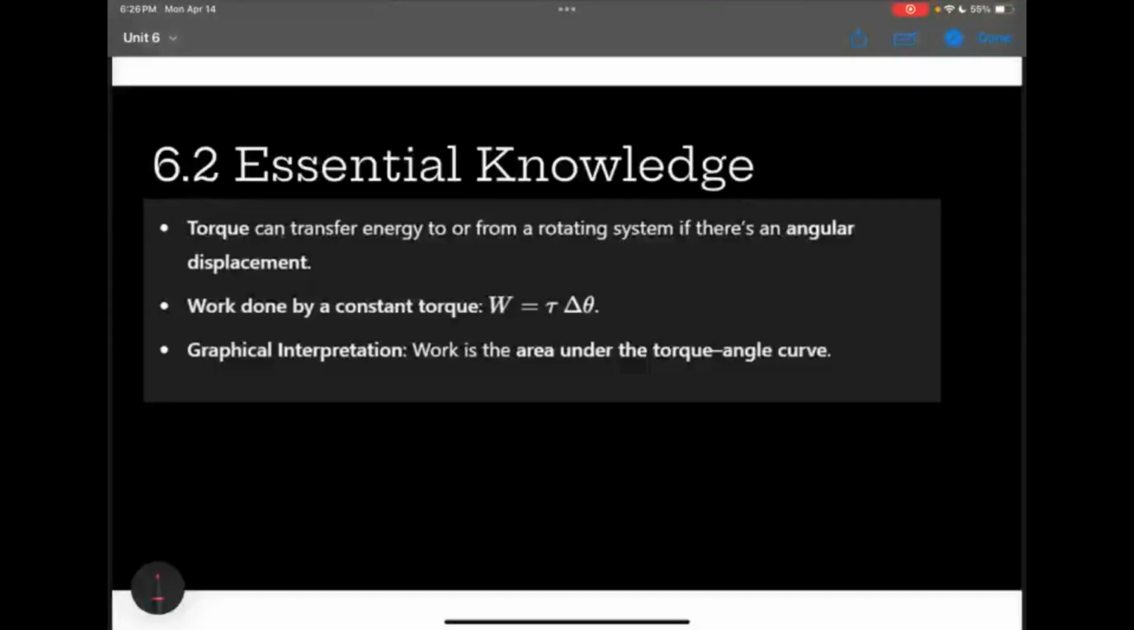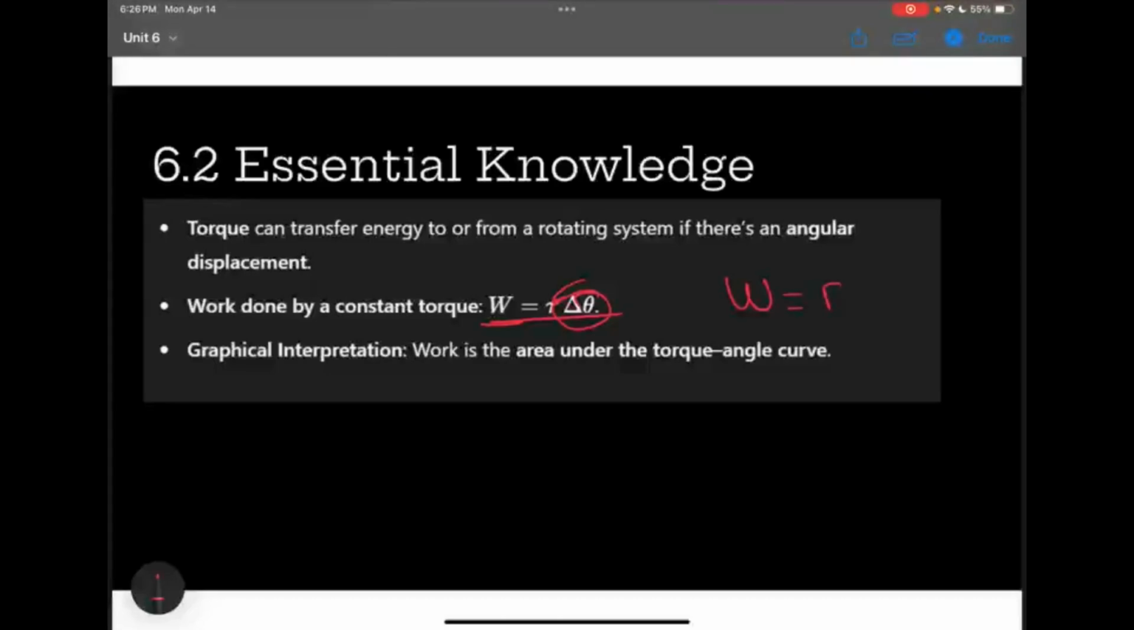Now let's move into 6.2. This one works very similarly to linear work. This is kind of rotational work. All this is saying is that the work done by a constant torque would be this torque times the angular displacement.